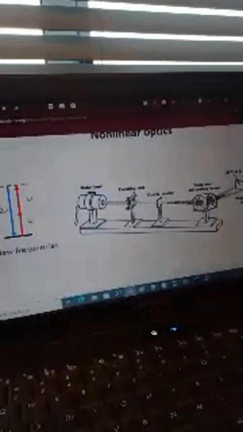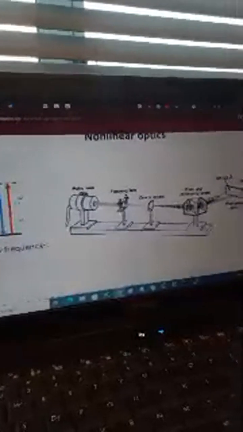So the invention of the laser led to new research fields, and the first one is nonlinear optics. This is a picture of an experiment.